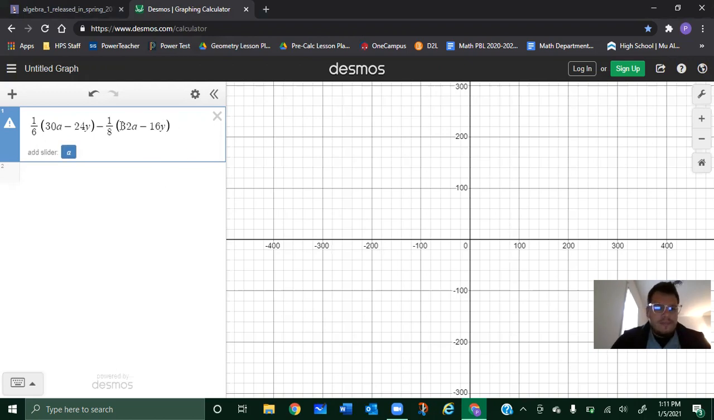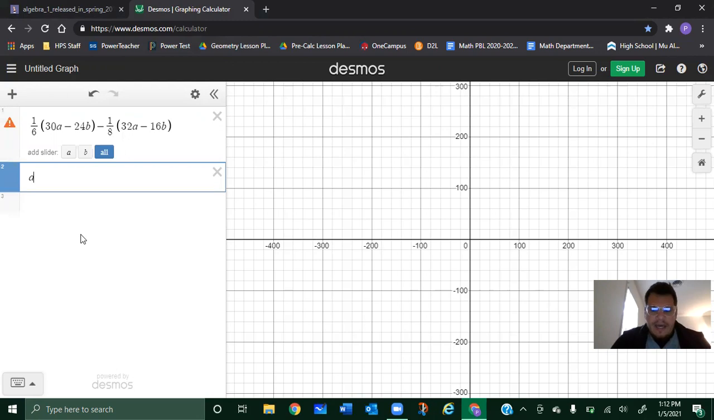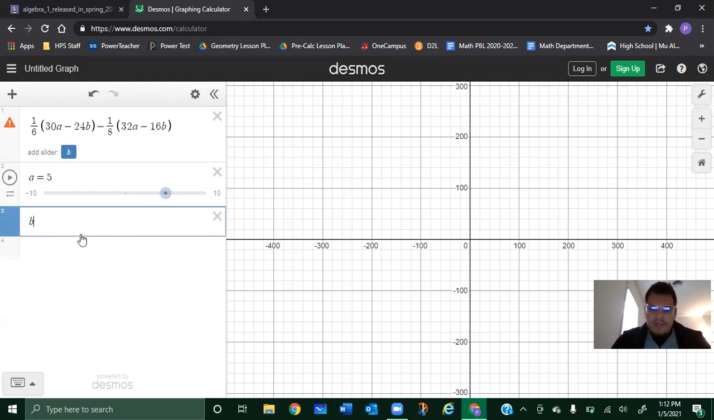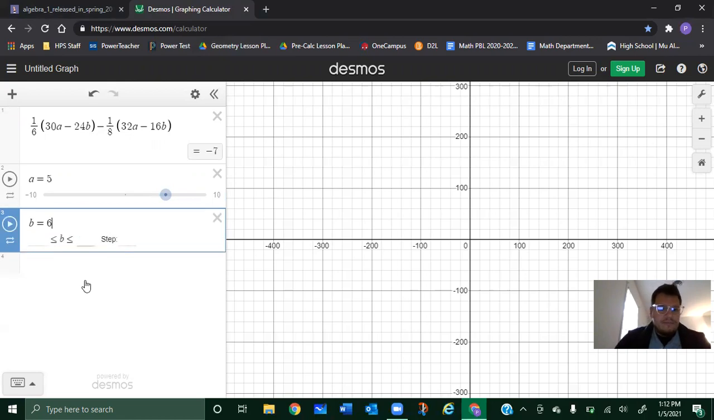A. Instead of Y, let's put, I don't know, B. And B. And now it says something else. Now it says too many variables. Try defining A or B. So now we have to define them. To define them, you have to say A equals, we could say 5, and B equals 6.